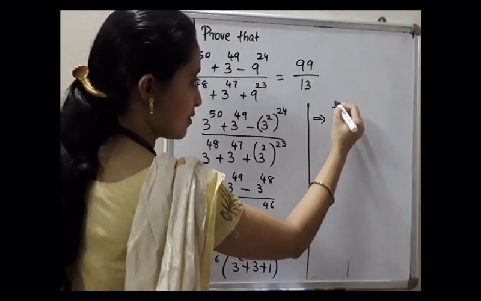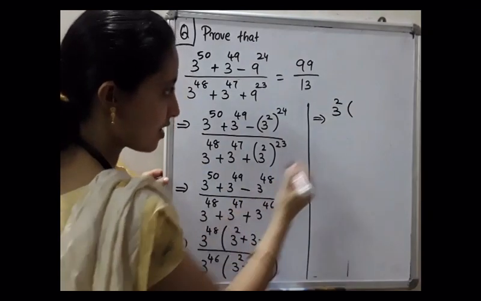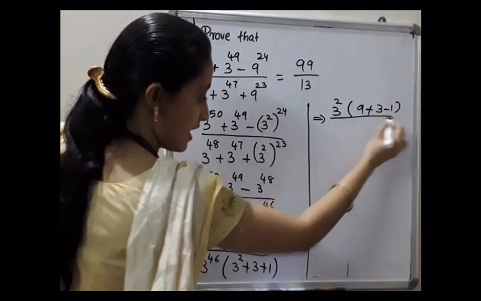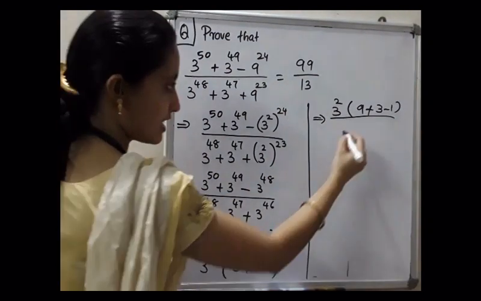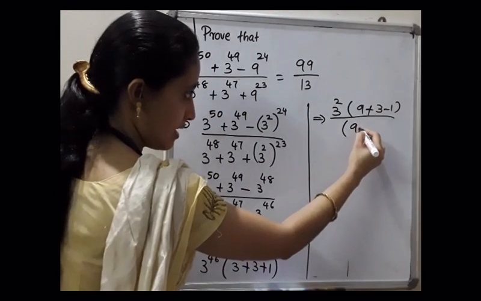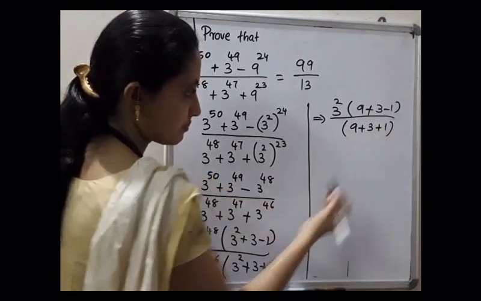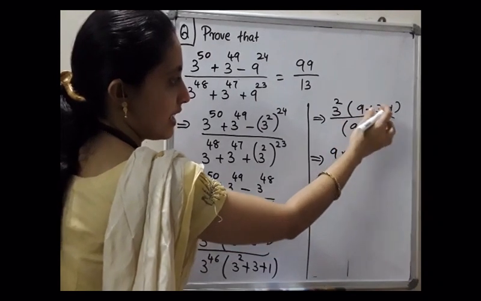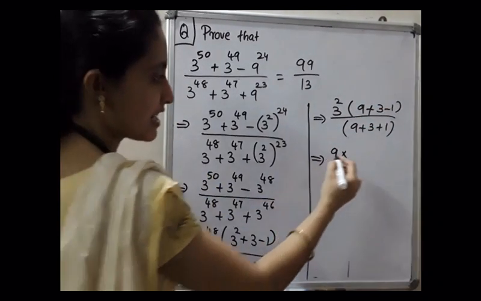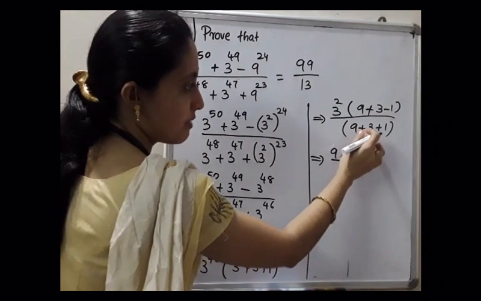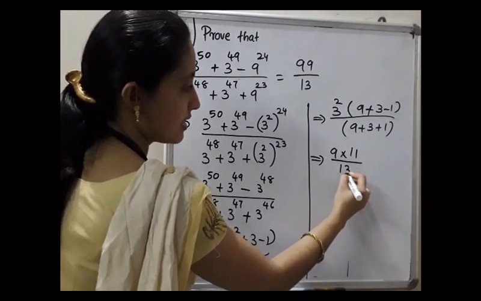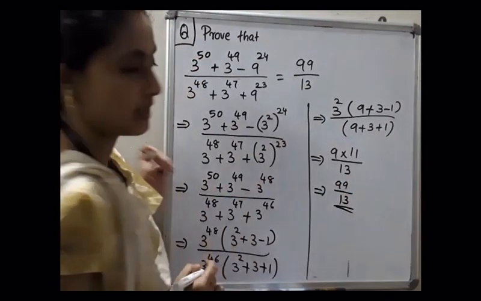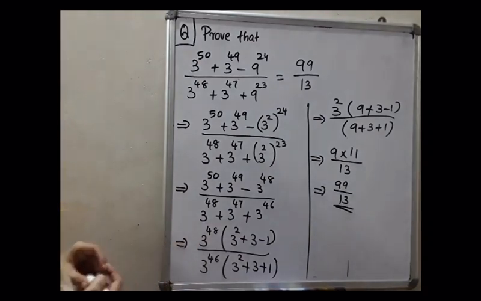That is 3 raised to 2 into, what is left? 3 square is 9, plus 3 minus 1, divided by, here we have already done. Then the balance is 3 square, that is 9, plus 3 plus 1. So that gives us 3 square, that is 9, into 9 plus 3, that is 12, 12 minus 1 is 11, divided by 9 plus 3 is 12, 12 plus 1 is 13. That gives us 99 by 13. That is LHS is equal to RHS. Hope you are clear on this question.